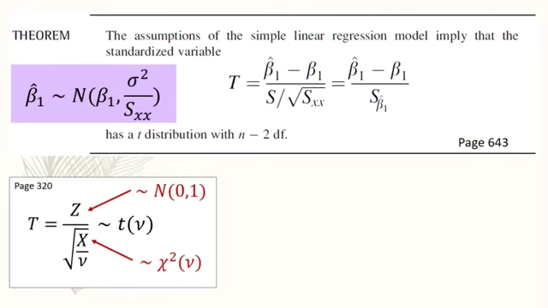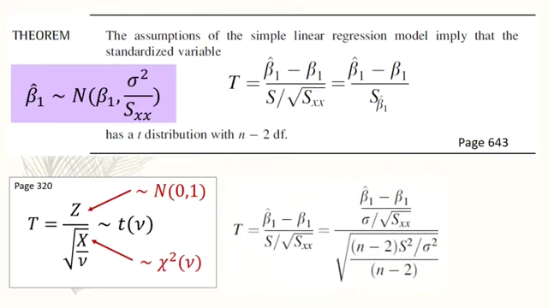Page 320, remember the definition of a t distribution. This is how you form a t-distributed random variable. If z is a standard normal random variable, and you divide it by the square root of x over v, where x follows a chi-square distribution with v degrees of freedom, then this random variable has a t-distribution with v degrees of freedom. So you can rewrite this t like this. This is where it's coming from, but it's simplified to look like this thing here.